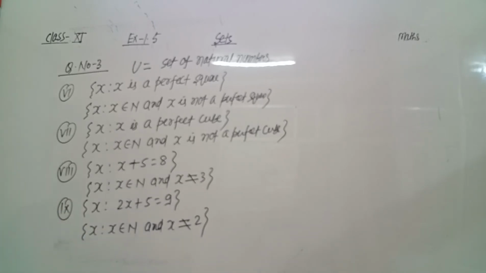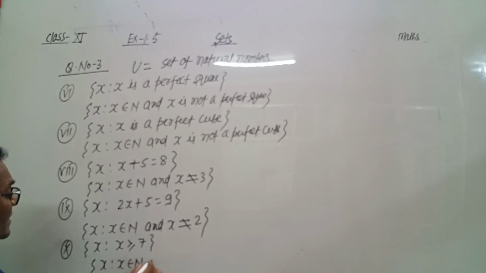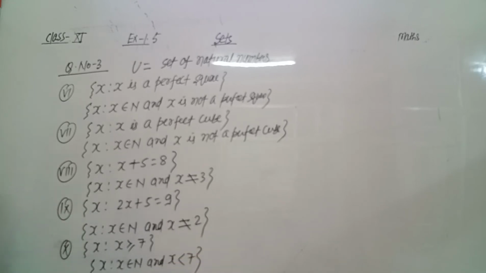Then part 10. X such that x is greater than or equal to 7. So its complement is x such that x belongs to N and x is less than 7, not greater, less than 7. Then x such that x belongs to N.